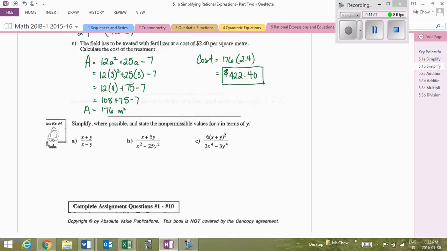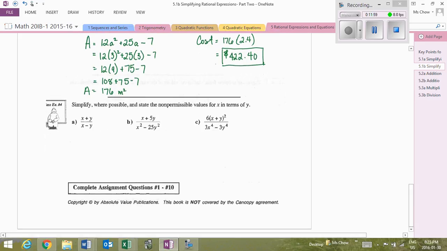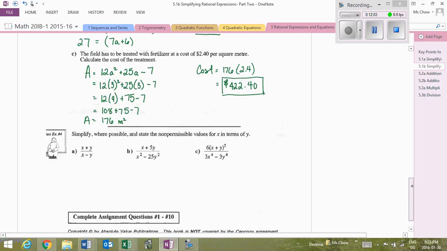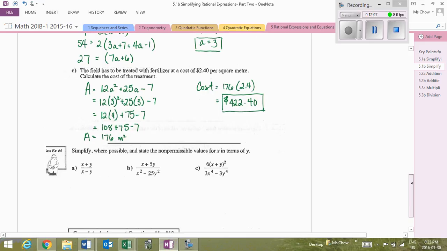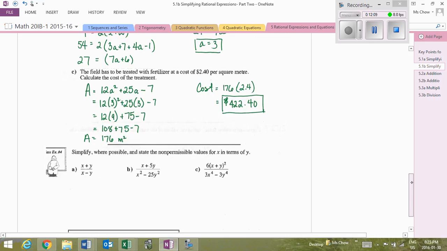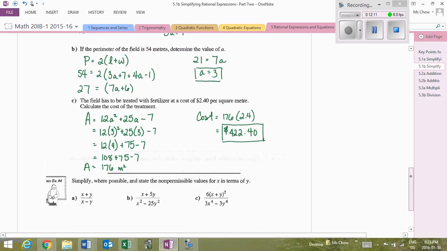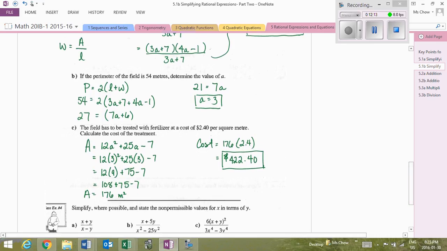And so what are we looking at here? Well, we need to figure out what the area is. So in terms of figuring out area, we could either have used the 12a squared plus 25a minus 7, which of course was given to us, or we could also have used the factored form 3a plus 7 times 4a minus 1. So either or.